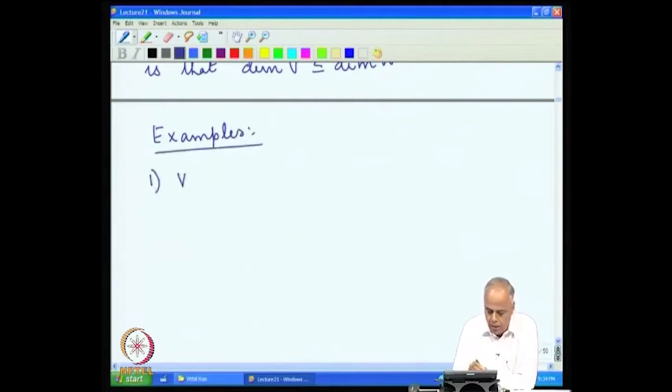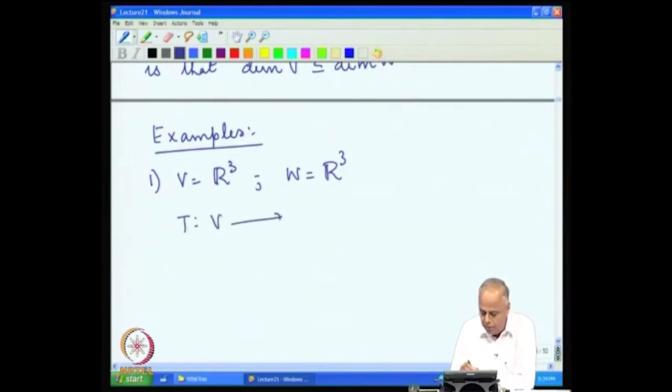Let us take V to be R 3 and W also to be R 3, the usual 3 dimensional vector spaces over the real numbers. Now, let us define a mapping from V to V. Now, W in this case is equal to V. So, we are looking for a mapping from R 3 to R 3.